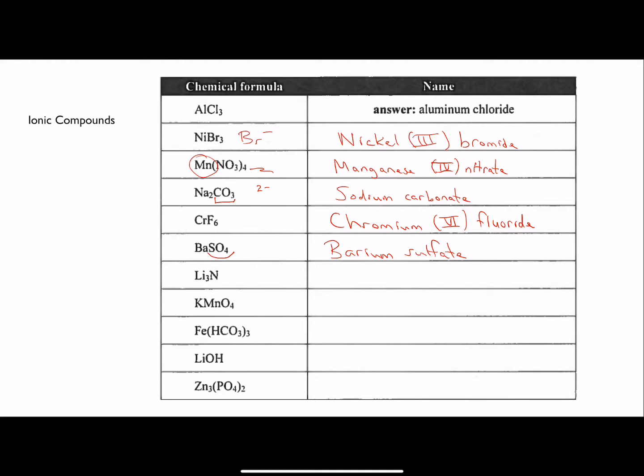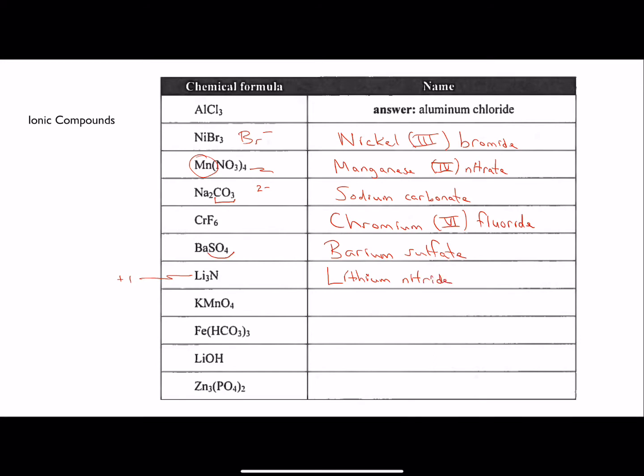The next one, again, I see another alkali metal. Lithium is an alkali metal, which can only take on 1 possible charge, which is a +1 charge. And then nitrogen, its preferred charge is -3, which is a nitride. So this is lithium nitride.